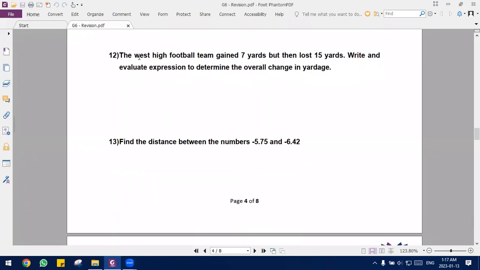Question 12. The West High football team gained 7 and then they lost 15. They said, write the overall change. So we consider them at the beginning 0. The first change, they gain 7. When we say gain, it means it's plus. So we have positive 7 and then they lost 15. So what's the overall change here? 7 minus 15 is minus 8 yards. So this is the change. They lost 8 yards in total.